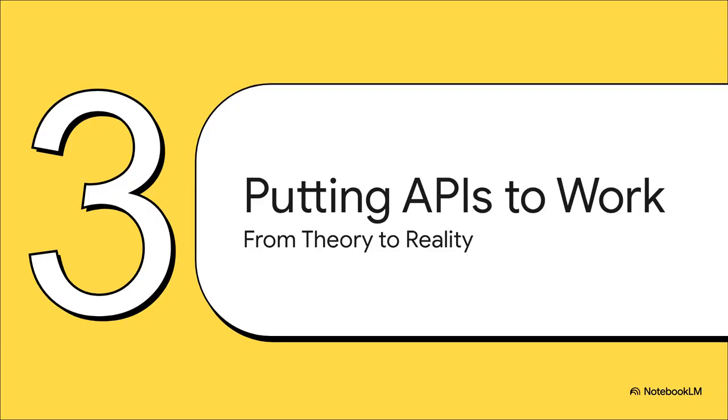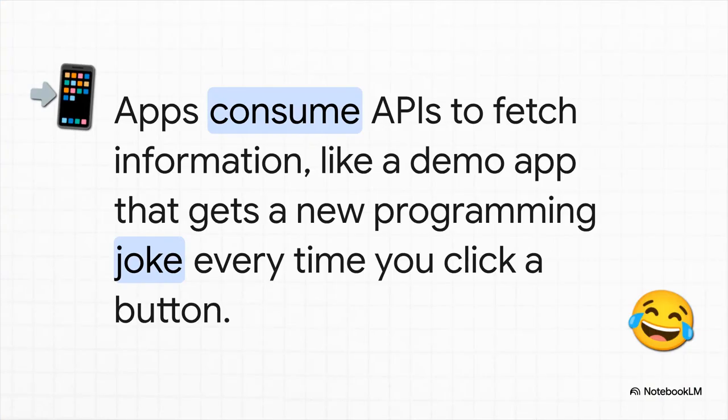Okay, that's enough theory. Let's get practical. How do people actually use these things day to day? It really boils down to 3 main activities: consuming APIs, creating them, and, of course, documenting them. First, consuming an API. This is what most apps are doing.